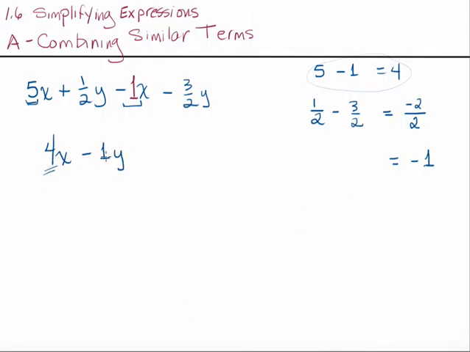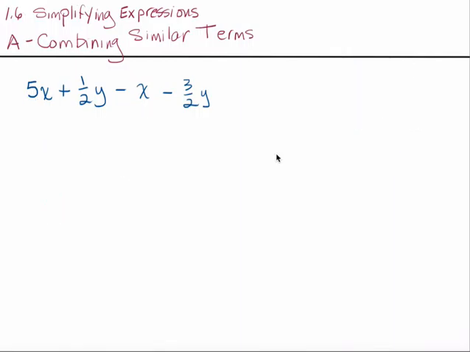Technically, you don't need the 1 in front of a variable. Like I added this 1 here so you could see that it was there. This could also be written as 4x minus y. On an exam, I'll take either of these answers as being correct. Either of those would receive full credit, as long as you show your work.